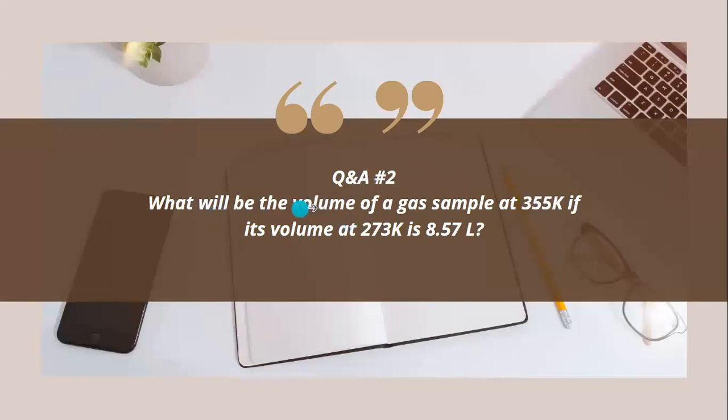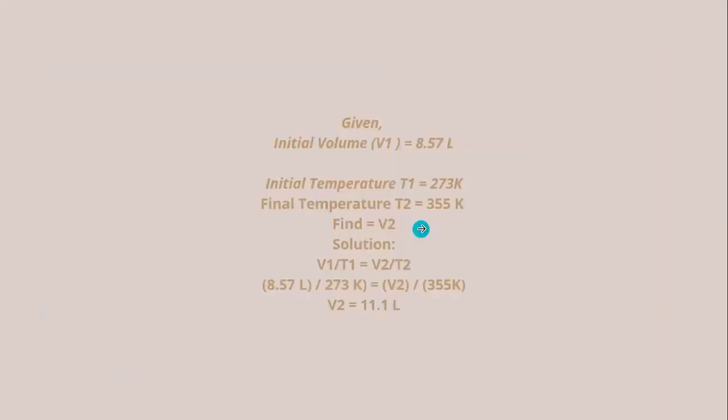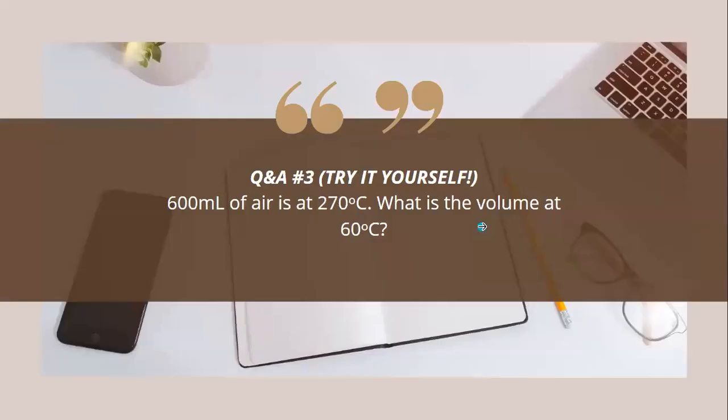This is question number 2. What will be the volume of a gas sample at 355 K if its volume at 273 K is 8.57 L? So here it is given that the initial volume is 8.57 liters and the initial temperature is 273 K and the final temperature is 355 K. Here we have to find the final volume. We do the same as before, cross multiply, and then we get that the final volume is 11.1 liter. This is the third question, which people can try for themselves.